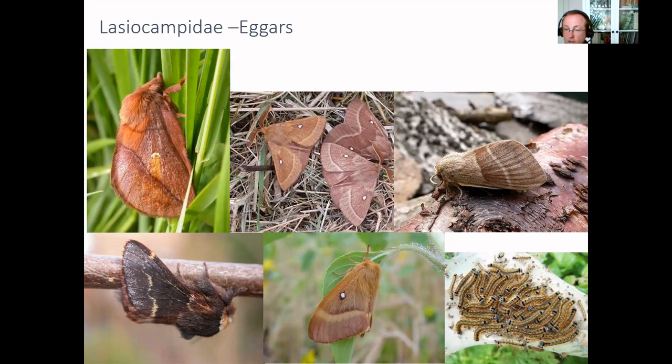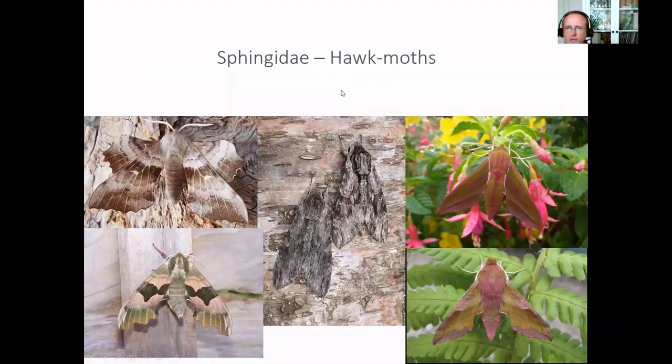Definitely a group that you should recognize. Big, furry, chunky things. Sphingids, the hawk moths, again, you're pretty much going to know when you catch a hawk moth. They're the big ones, the pretty ones, the striking ones, the ones that all the kids love to see, and to be fair, all the adults like to see. I had an elephant hawk myself this morning, and I was just really pleased to see it.